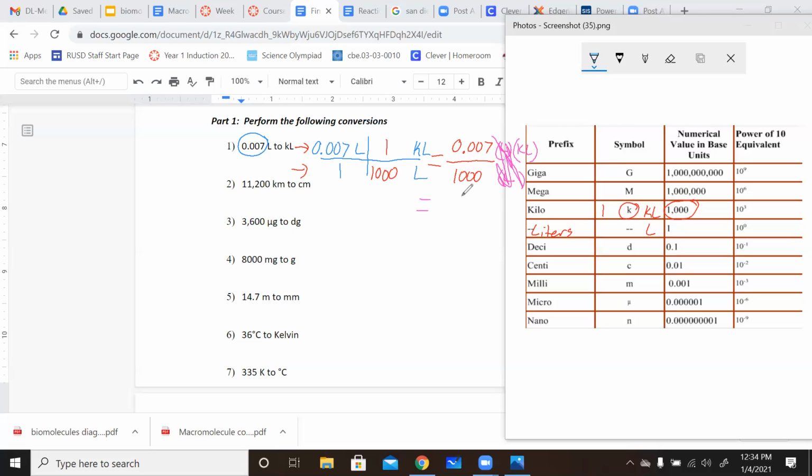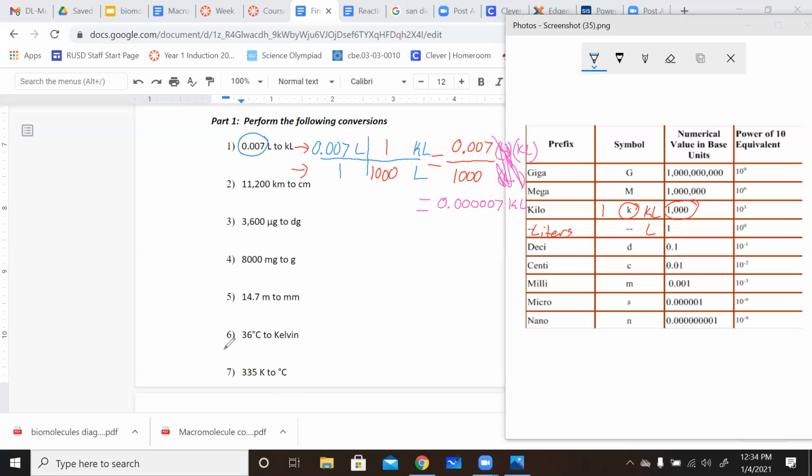And all we have to do is that simple division. So at the very end, we should have 0.000007 kiloliters. You may also write this in scientific notation if you want to. So that's going to be what most of these are.